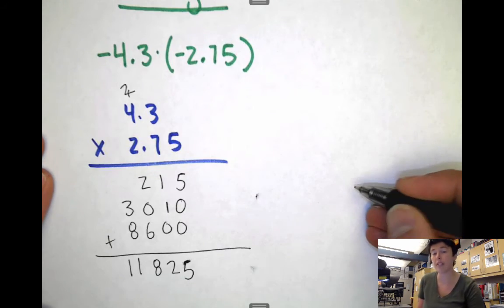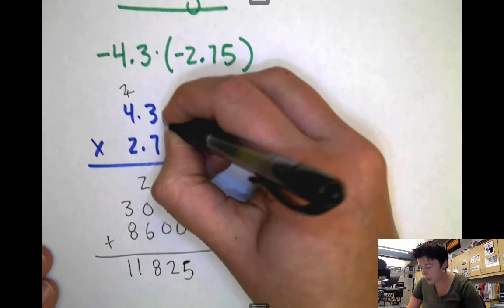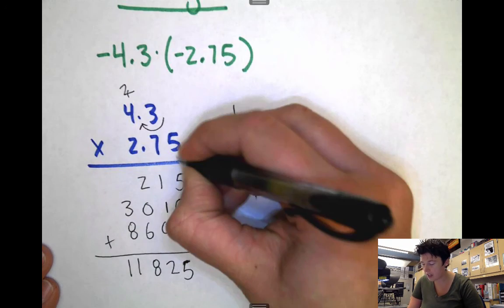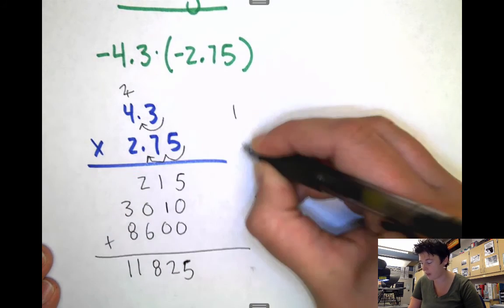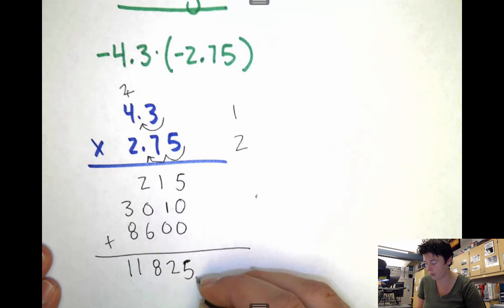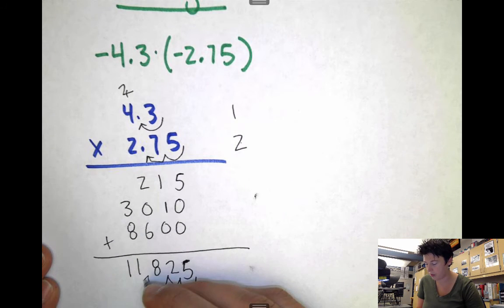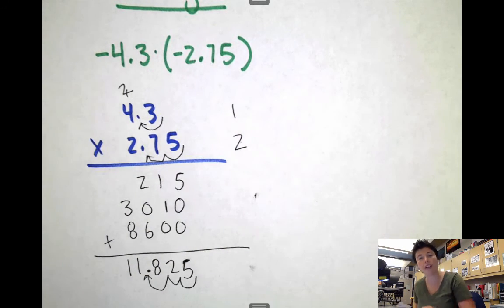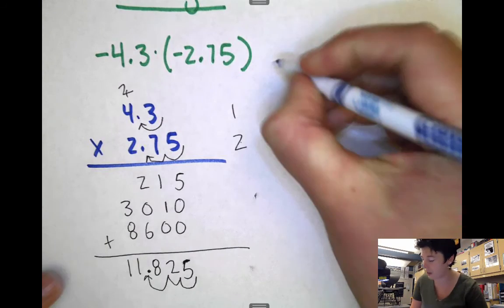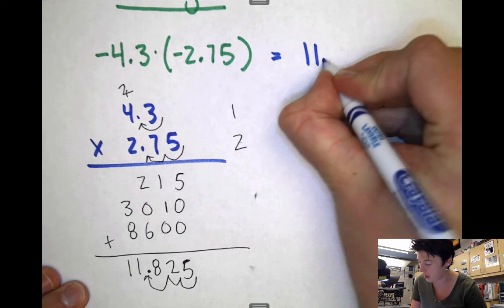And then looking at place value for the decimal, I see 1 place value here. I see 1, 2 decimal places over here. 1 plus 2 is 3. So 1, 2, 3. 11.825 should be my answer. So this is going to equal 11.825.